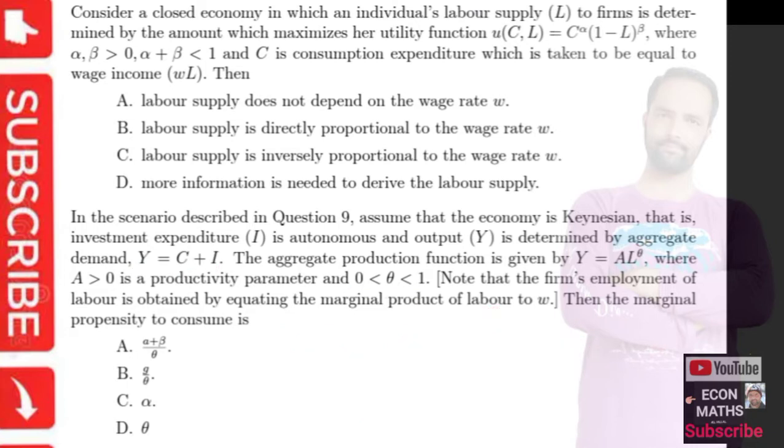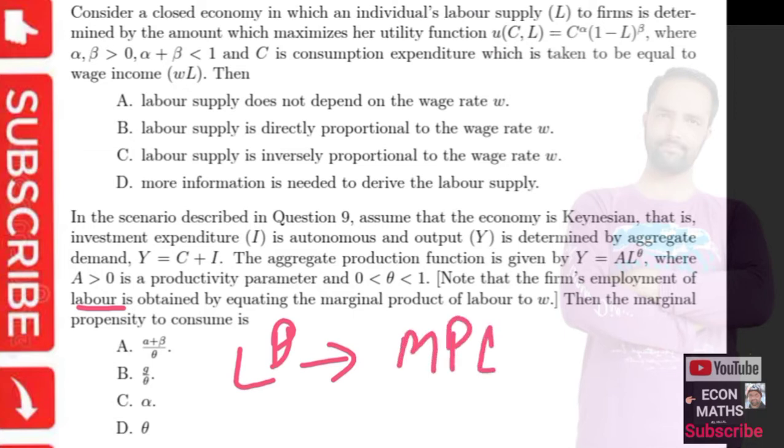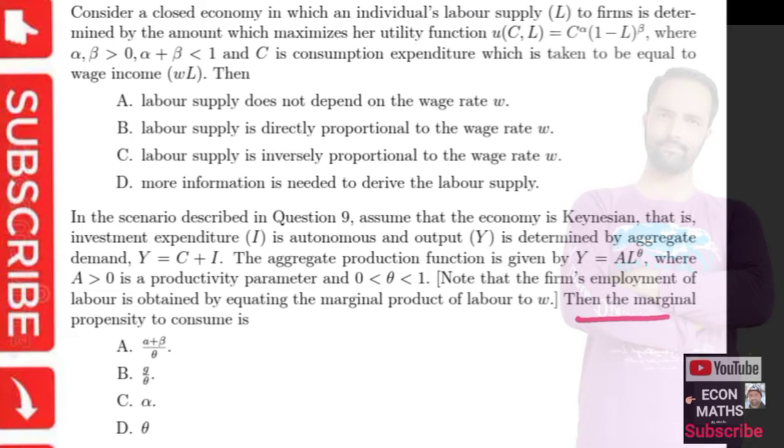Also we are told that a firm's employment of labor, that means labor demand, is found when we equate marginal product of labor with wage rate. Then the question asks us what will be the marginal propensity to consume. The options are alpha plus beta upon theta. Second option is q upon theta. Third option is alpha. Fourth option is theta. Okay, so let's check it out.